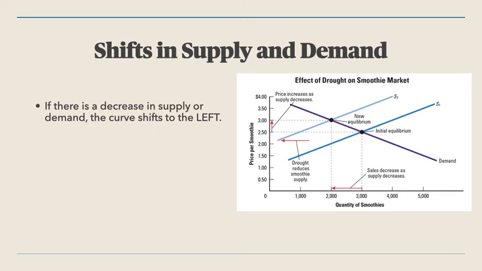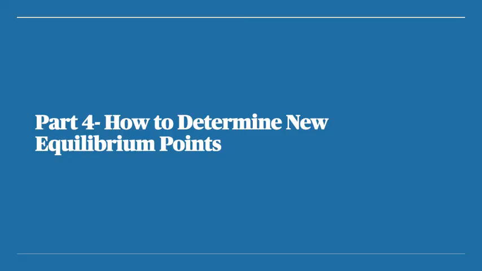There's all kinds of things that can affect supply and demand other than price. Okay, and when those do, if they increase supply or decrease supply, increase demand, decrease demand, it's going to move the whole line, okay, and create a new equilibrium point. So we're going to practice this some in class and figure out how does that work? How do we determine new equilibrium points?